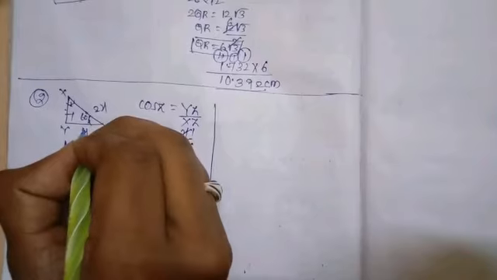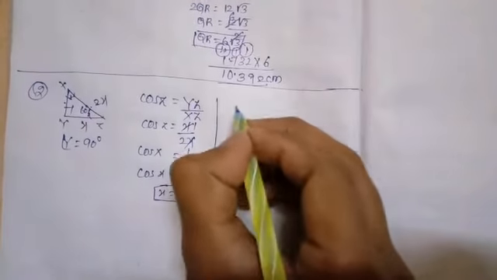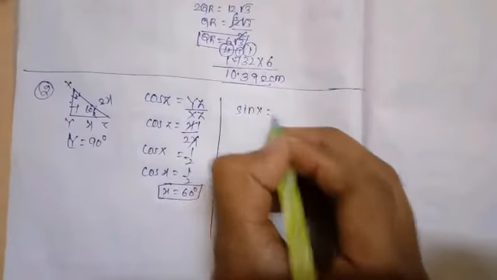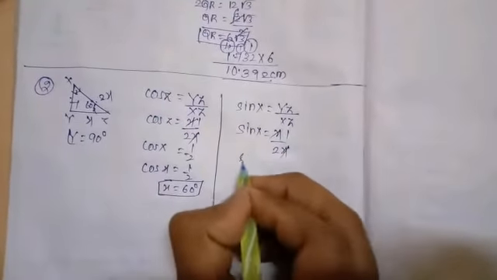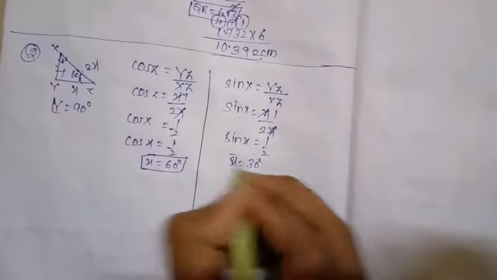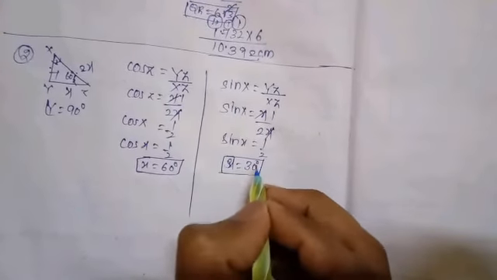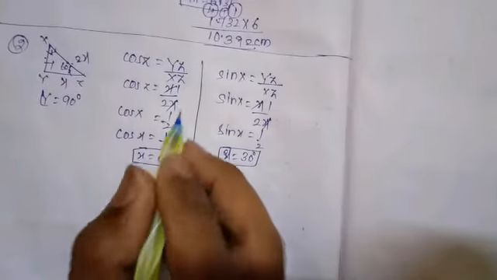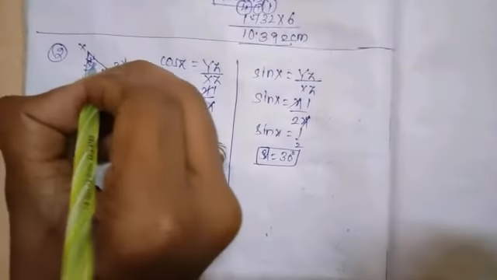Now we have to get this value, x. Now this side is the opposite side and this is the hypotenuse. Opposite side by hypotenuse equal to sine. Sine x is equal to opposite side x by hypotenuse 2x. X will be cancelled. We get sine x equal to 1 by 2. When we get sine equal to 1 by 2, we get x equal to 30 degrees. So in sine we get 1 by 2 at 30 degrees, and in cos we get 1 by 2 at 60 degrees. So we got 30 degrees.